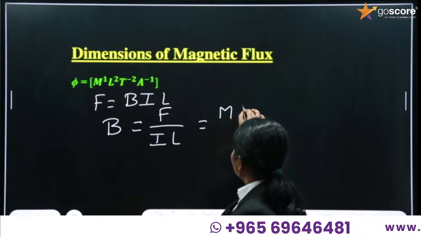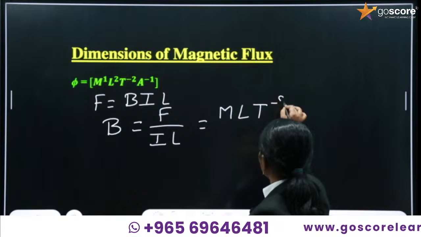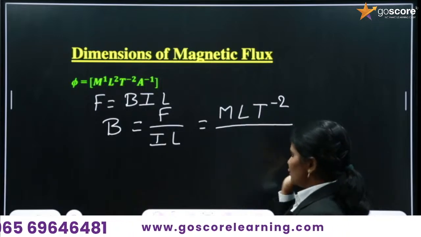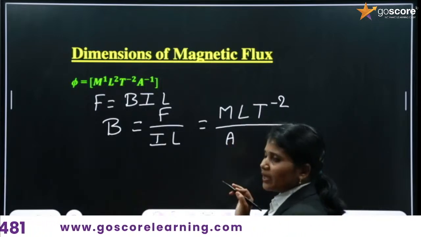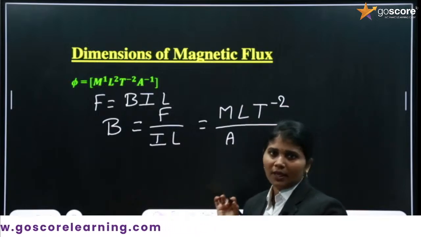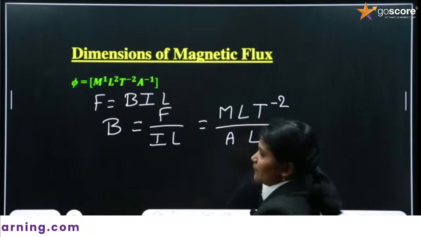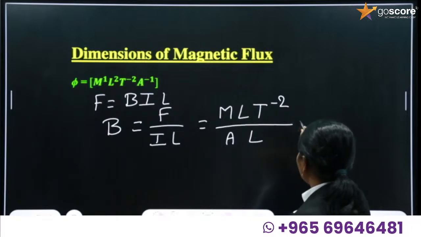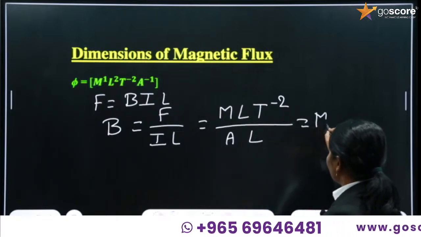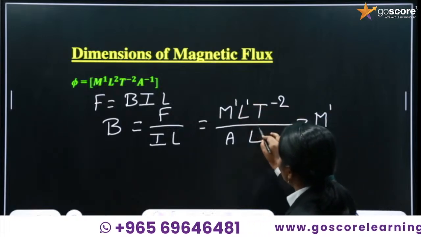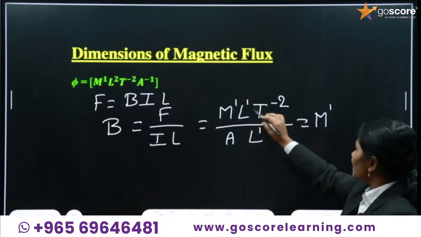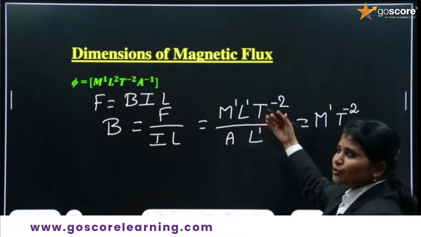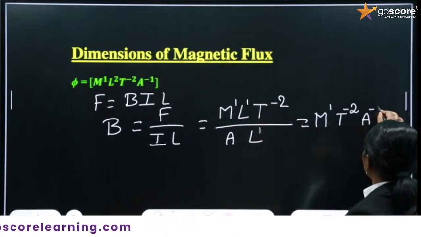Force units are M L t to the power of minus 2. For current, the unit is amperes, that's why I am taking the dimension also as A. Length is L. Here L is there, and L is there in the denominator, it will be cancelled. Then finally the magnetic field dimension is M to the power 1, and L cancels, then we are getting t to the power of minus 2. A comes to the numerator, it is A to the power of minus 1.